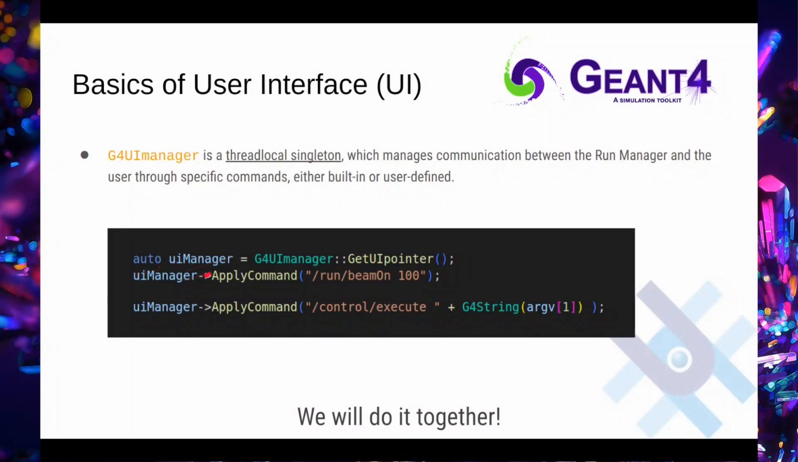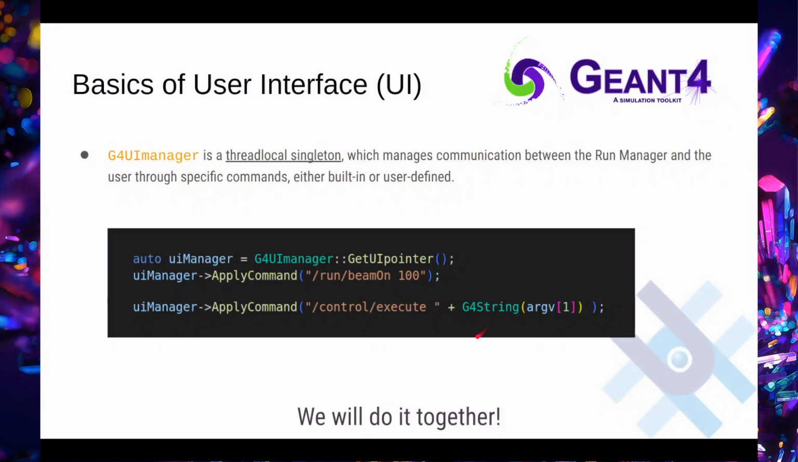How does this work? You tell this pointer, you tell the UI manager to apply a command like this one. Remember in our first tutorial where we said beam on and shot like 1,000 particles. Now you can do the same, but through a command. And you can apply other types of commands like this one, the control execute, and we're going to see how we can get a parameter from the command line and pass it through the UI manager, making our simulation execute a file full of commands, which we call a macro file.